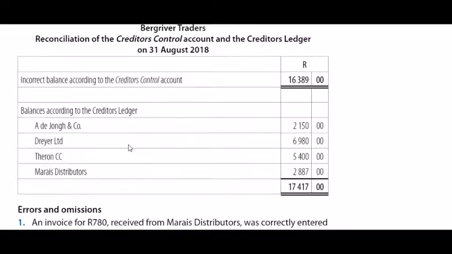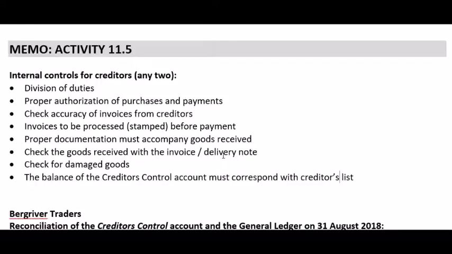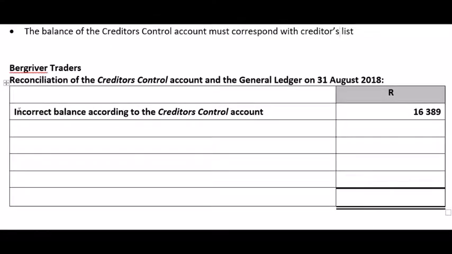Okay, so then they give you the reconciliation of the creditors control account and the ledger, and they give you an incorrect balance according to the creditors control account. So now this is not the opening balance of the creditors control account on 1 August. This is the balance that the accountant has calculated at the end of August. And this is the balance that needs to be adjusted or changed. So we will actually do a calculation for our creditors control account.